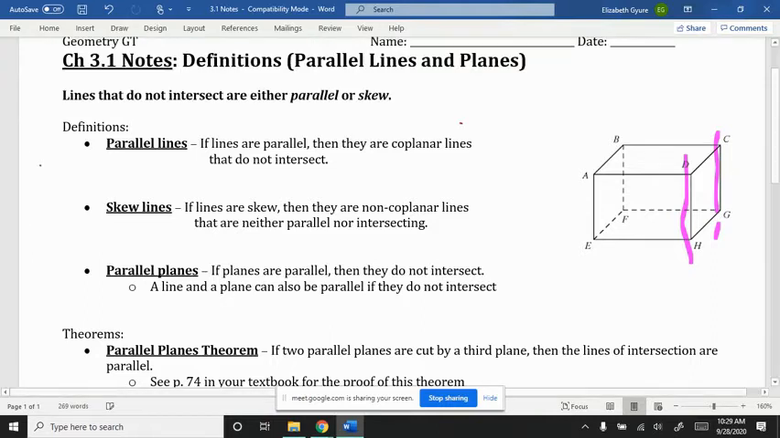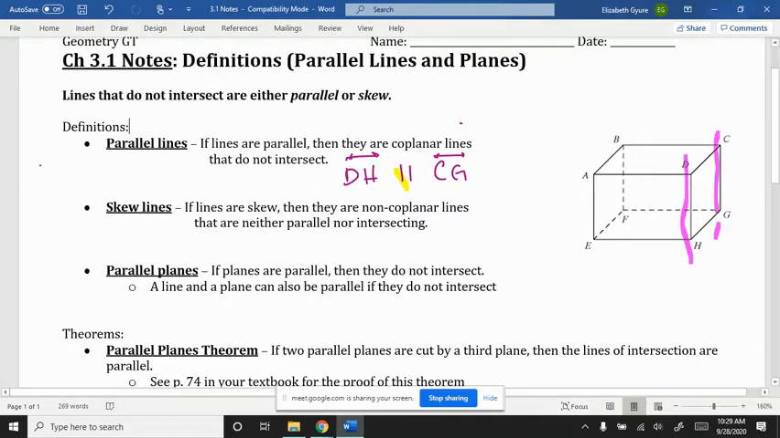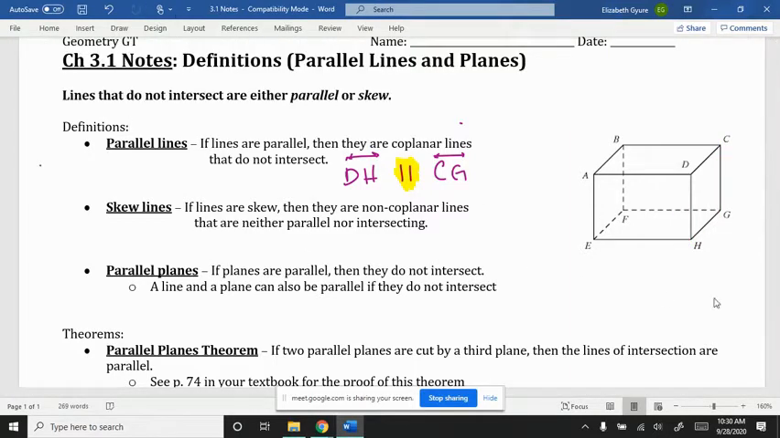If you were to write this, there is a special symbol for parallel. So we would say that line DH is parallel to line CG. So you use this little, it actually looks like two little parallel lines. That is your symbol for parallel. So those lines would be parallel.